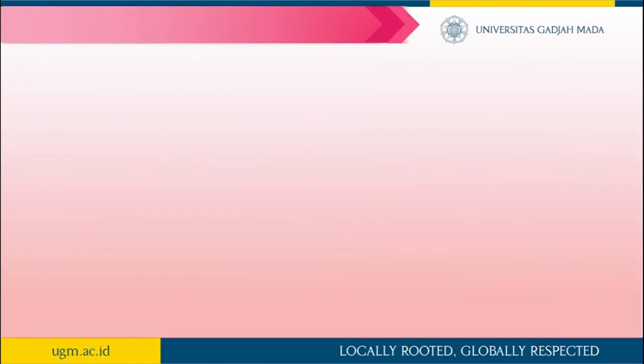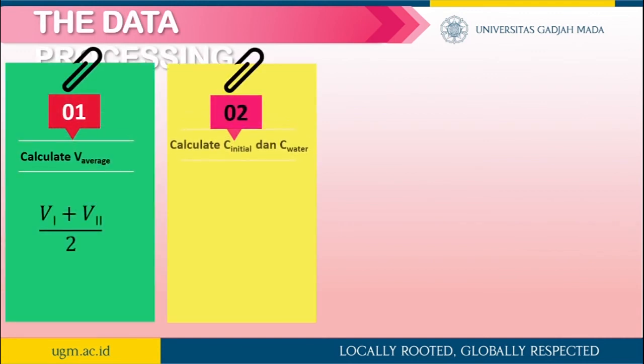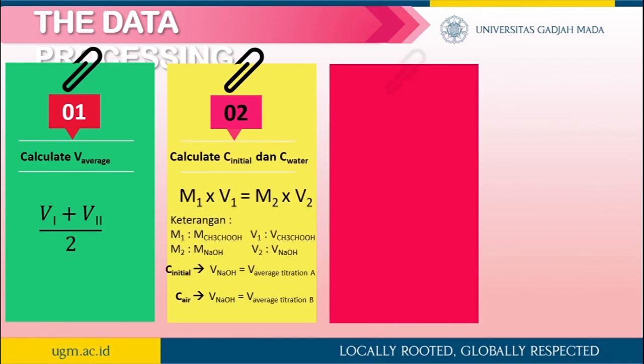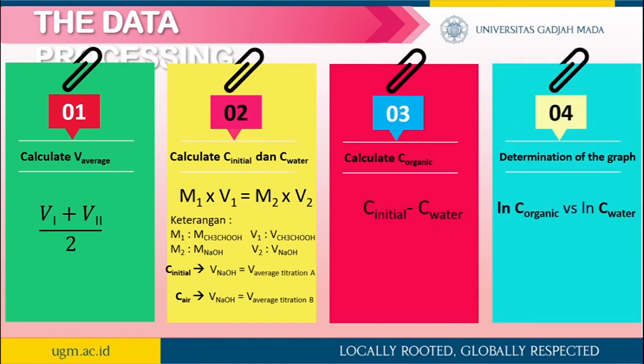In this slide, I will explain the sequence of steps for the data processing. The first line shows how to calculate the average volume for each titration. Use this formula and get the average volume for VA and VB. Next, the second line shows how to calculate the initial concentration and the concentration of water. Use this formula, and don't forget to use the average volume. Next, the third line shows how to get the concentration of organic. Use the simple formula and get the organic concentration for each acetic acid variant.